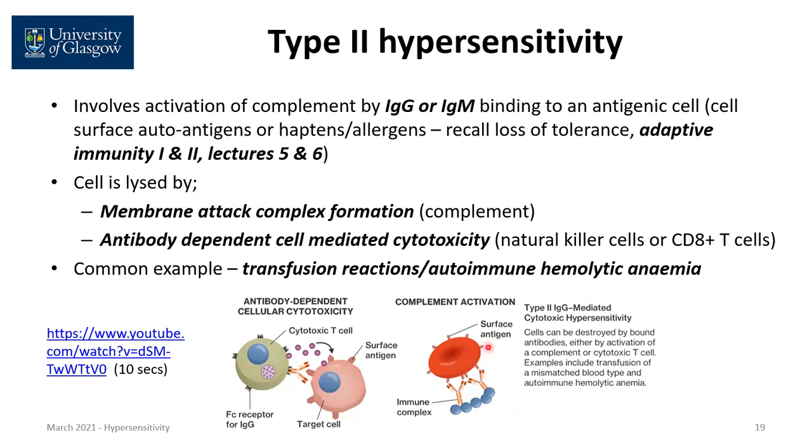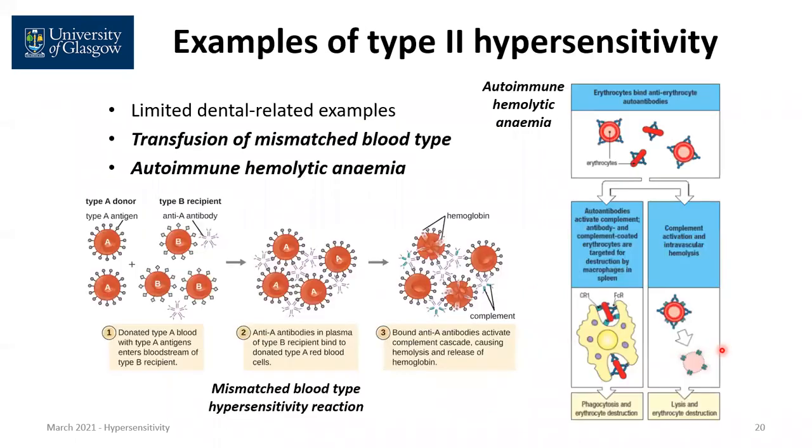The other mechanism that can also be involved in this process is the formation of a membrane attack complex via activation of the complement cascade. What will happen here is you will have antibodies recognizing the surface antigens of a target cell, and this recognition will drive activation of the complement cascade. This is highlighted quite nicely in the YouTube video from about 10 seconds onward. Two good examples of type 2 hypersensitivity reactions are transfusion reactions and also an autoimmune disease known as hemolytic anemia. And these are highlighted here.